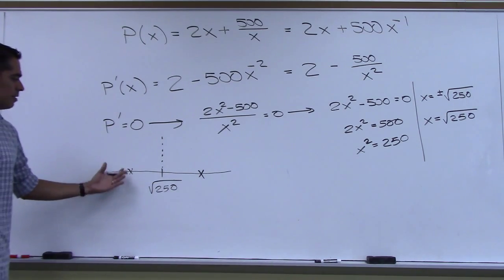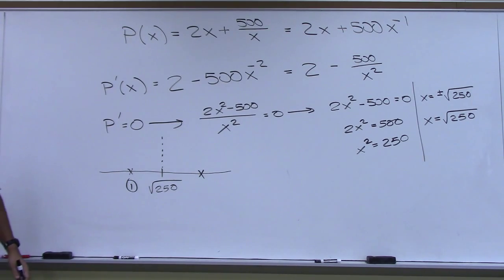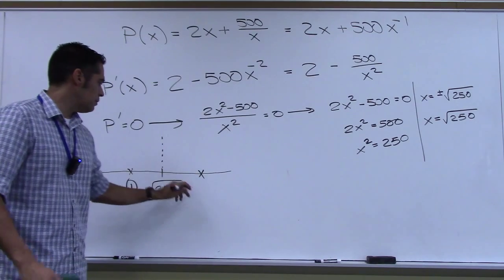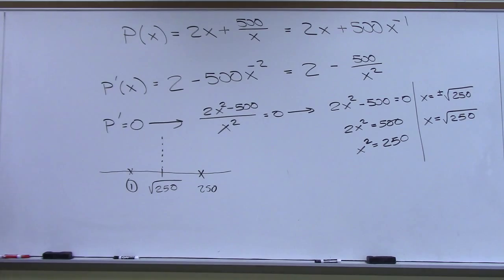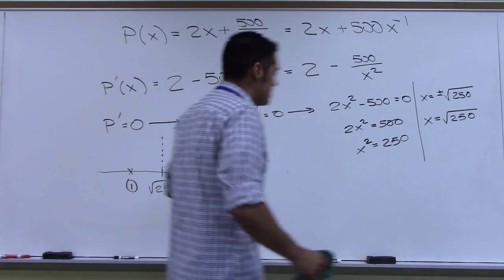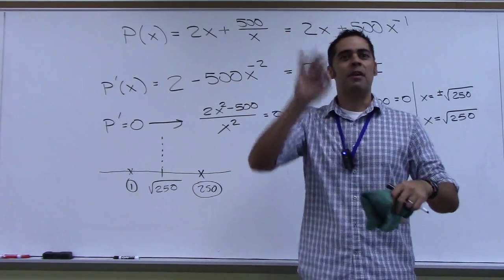So let's plug, I don't know, something over here. How about 1? 1, I love plugging 1 in. And then how about over here, anything we want, bigger than root 250? How about 250? 250 is bigger than root 250. And where am I plugging these in? Into the derivative. Remember, we're trying to figure out down then up, right? The only time you're going to be plugging into the original is when? The closed interval method. Or when you're trying to figure out where specific points are on the graph.